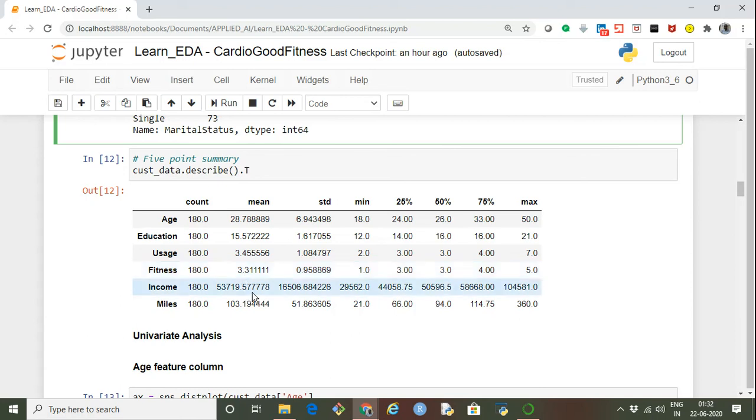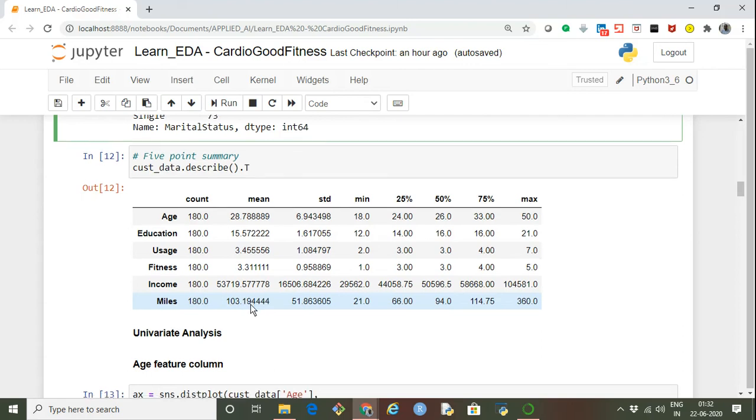Income, okay, income. This was the average income of the customers per month, and miles is on an average customer said that they would cover around 103 miles in a week.